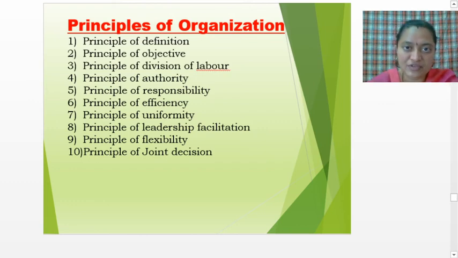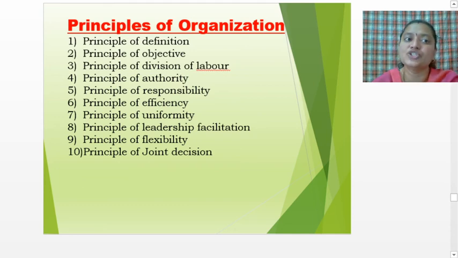Then principle of efficiency. Efficiency means what? To test whether the individual is efficient or inefficient. How to know whether the person is efficient or not? Some work can be given to the workers or individuals and their efficiency level tested, to see whether they are capable of handling that particular work or not. Then principle of uniformity. Uniformity means what? Remaining uniform or constant. Whatever responsibility has been given to the individuals should remain firm, uniform or constant.